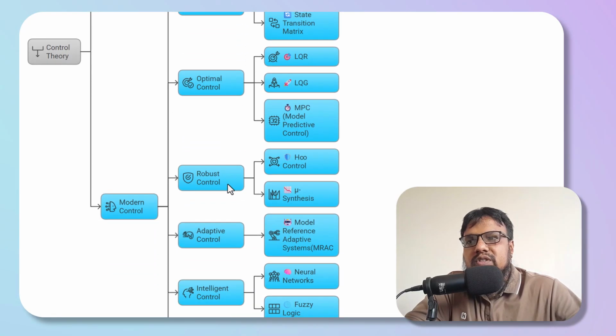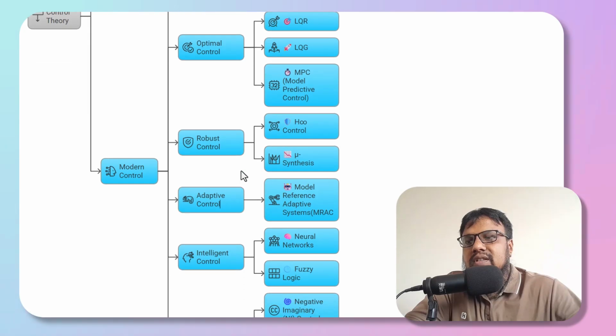Then we have robust control. Under this, we have H infinity control and mu synthesis. These fall under the category of robust control. Robustness is important for controller design. These are advanced concepts of modern control theory.